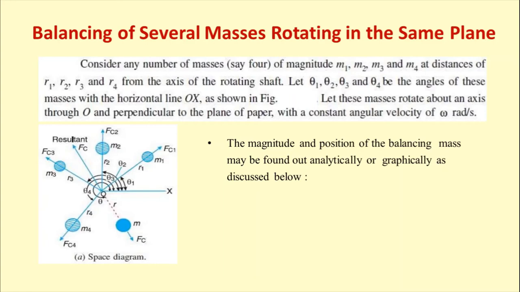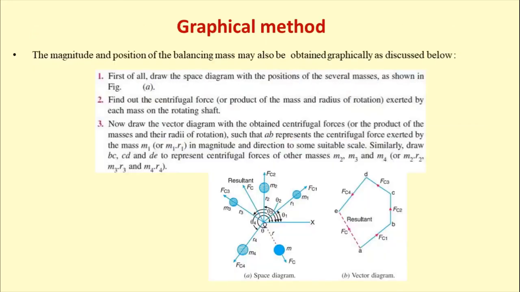So the magnitude and position of the balancing masses may be found out analytically or graphically, as discussed on the other slide. But remember that according to your syllabus, the analytical method is not acceptable, only the graphical method is acceptable, and you have to solve it that way during the examination. So that is why I am going to show the way of solving this type of problem by the graphical method only.